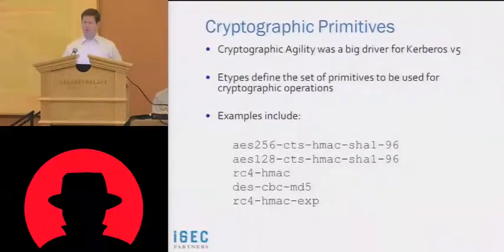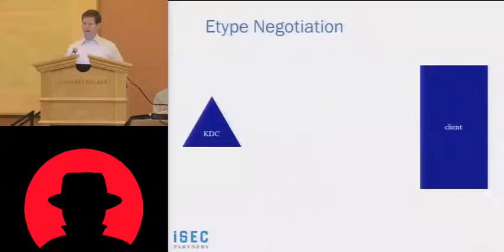Examples of what are called encryption types. I'll call them E-types during this talk for short. Examples of E-types include AES 256 and ciphertext sealing mode with an HMAC that uses SHA-1 as the hashing algorithm, and so on. So you have AES 128, RC4 HMAC, which is actually something that came from Windows. It was introduced with Windows 2000. It's not a standard, but you can find guidance on how it's implemented. And that uses a 128-bit RC4 key. You have DES CBC MD5 and RC4 HMAC, similar to RC4 HMAC 128, except it's truncated to a 56-bit key.